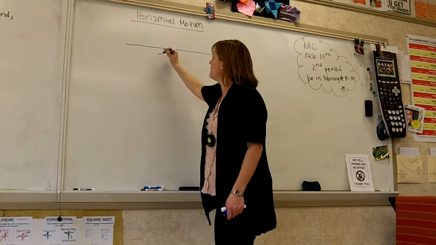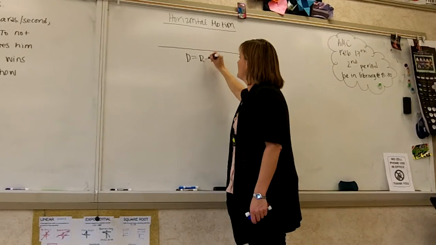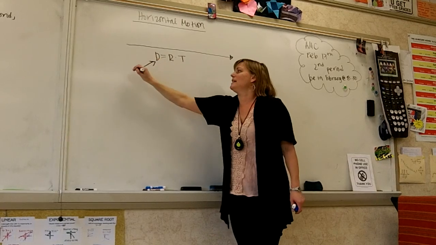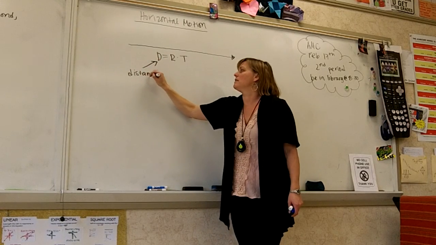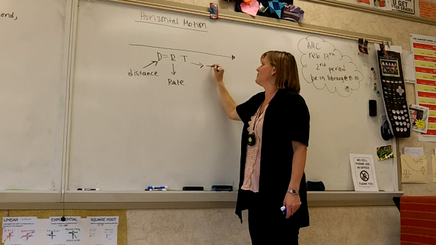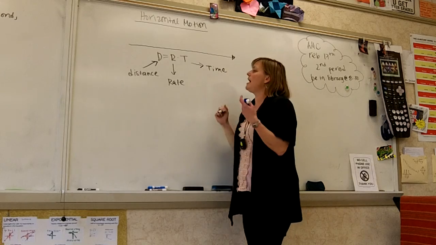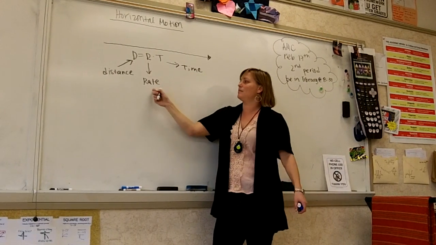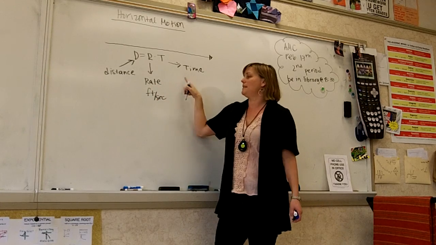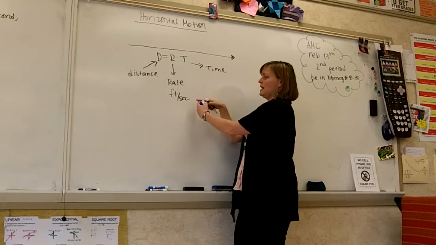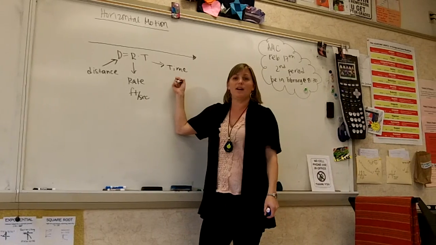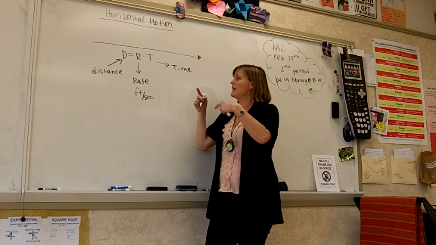So what you need to know about these problems is that we are going to be using the trusty old formula, distance equals rate times time. So D stands for distance, R stands for rate, and T stands for time. Now, what you have to know about rate and time is that if you're doing something in feet per second, then your time needs to be measured in seconds so that these two units will cancel each other out. If you're doing miles per hour, then your time would have to be measured in hours so that the hours would cancel out.